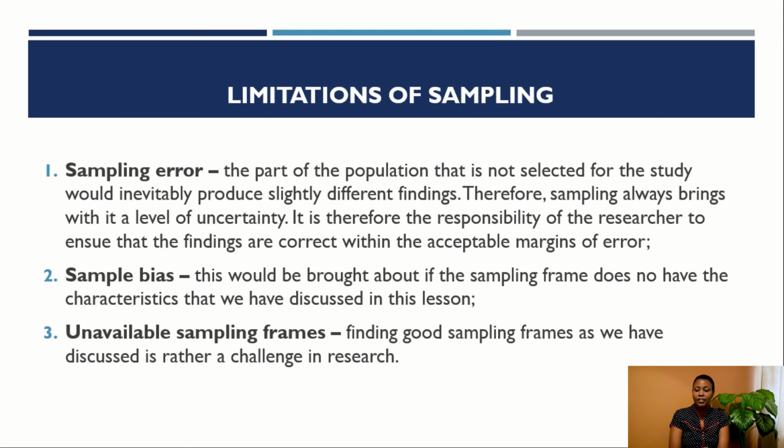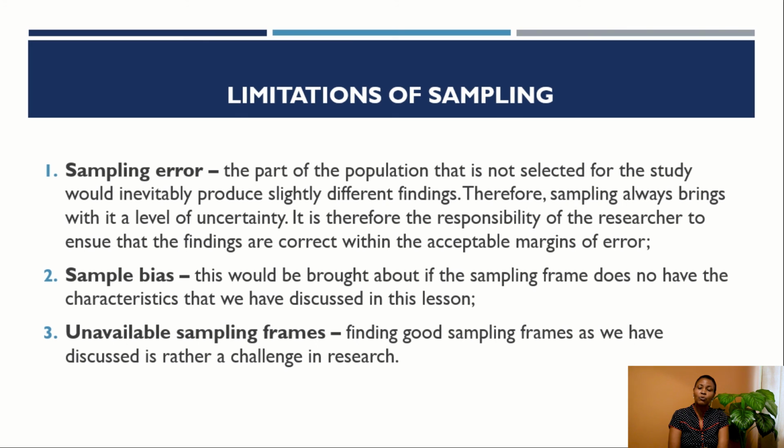And we now look at the limitations of sampling. We have 3 limitations of sampling. The first one is sampling error. Now, have you ever asked yourself that the part of the population that has not been taken as a sample may give you slightly different findings? And of course, the answer is yes.